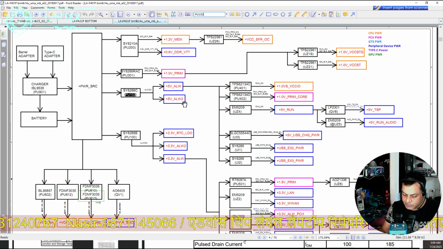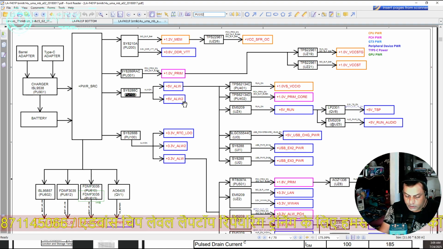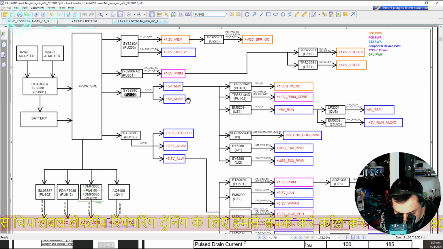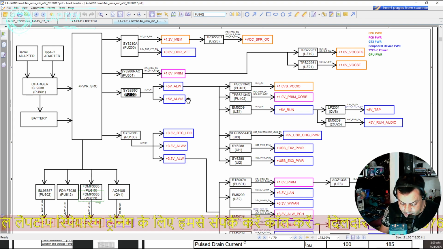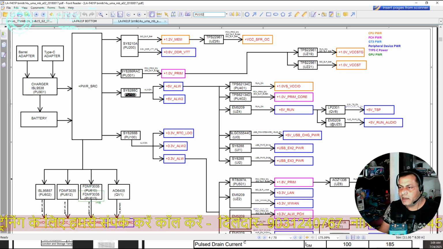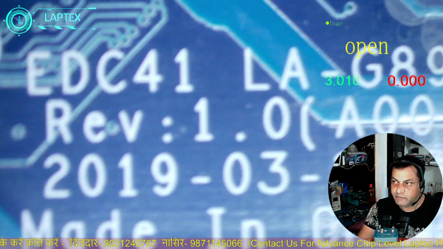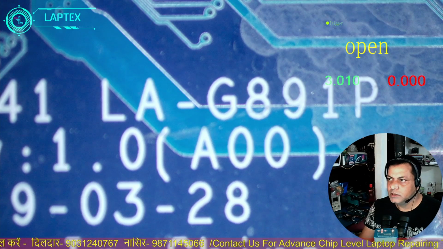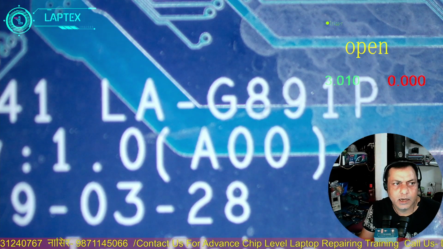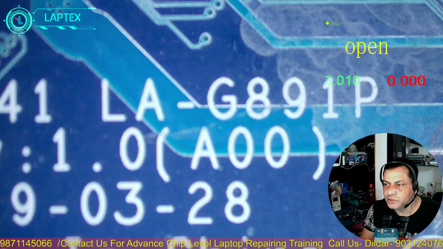Do I have it in this motherboard? This is a different motherboard, and I think PU100 here, but this is a different motherboard. I have a different motherboard. The part number is LA-G891P. The same thing is written here, but one thing, let me show you here.